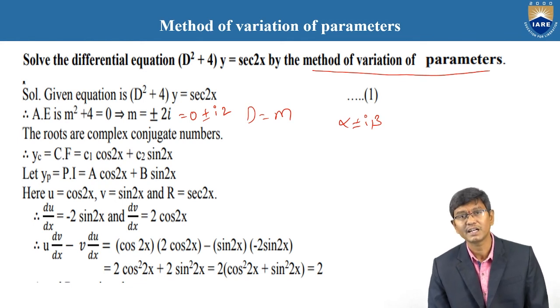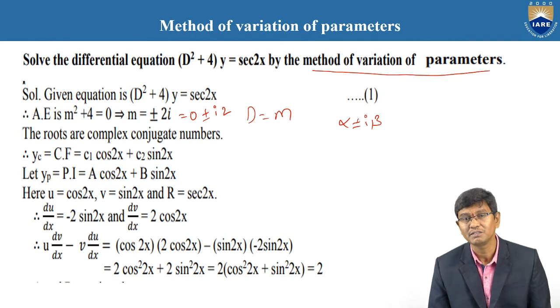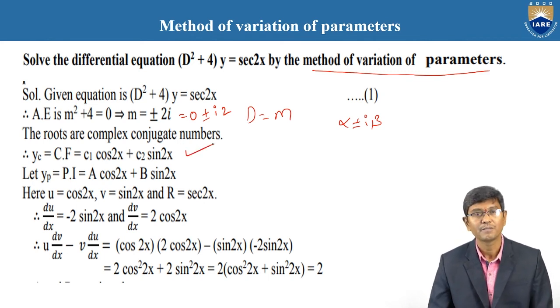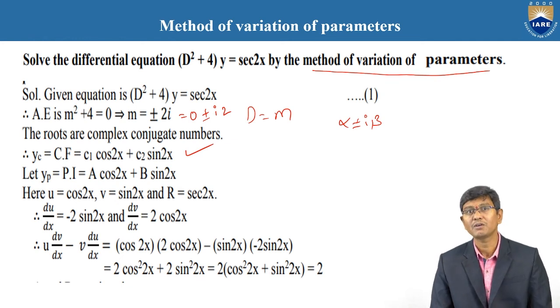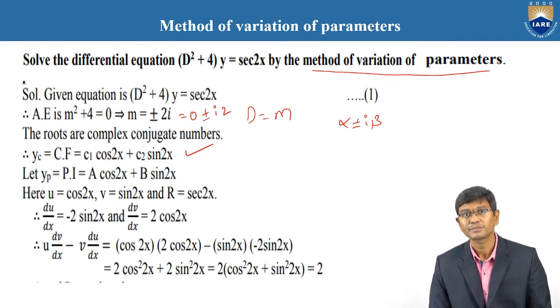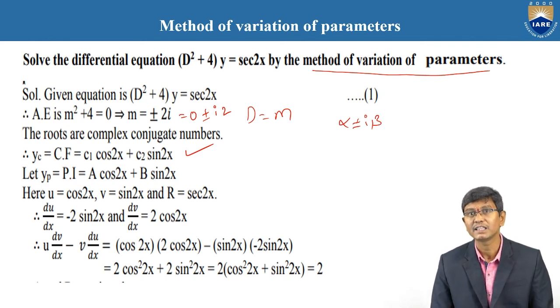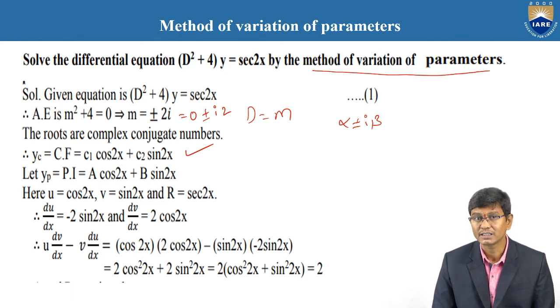Therefore, with the help of the third case, you need to write the complementary function, that is equal to c1 cos 2x plus c2 sin 2x. Now we need to find the particular integral with the help of yp equal to Au plus Bv, where u is equal to cos 2x and v is equal to sin 2x.